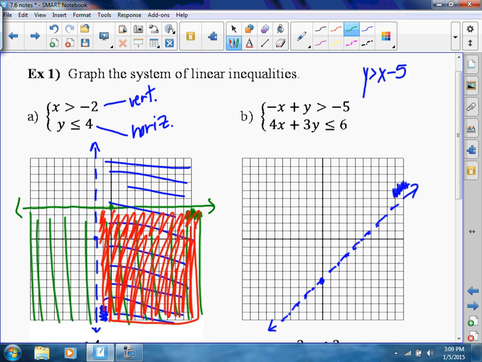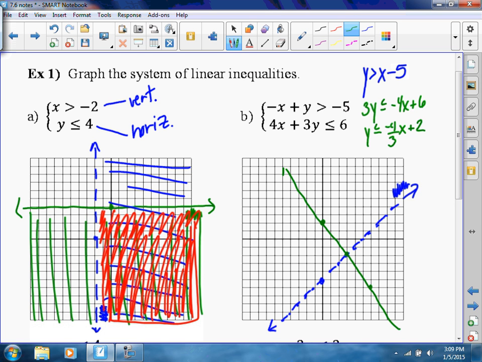Now this other equation I'm going to have to do a little more work for. I'm going to have to subtract the 4x so that I get the y more by itself. And then I'm going to have to divide by 3. So I'll have negative 4/3 x plus 2. So I'm going to start at 2 for my intercept, and I'm going to go down 4 and over 3, down 4 and over 3. And I want a solid line to connect these. I'm going to make my solid line.